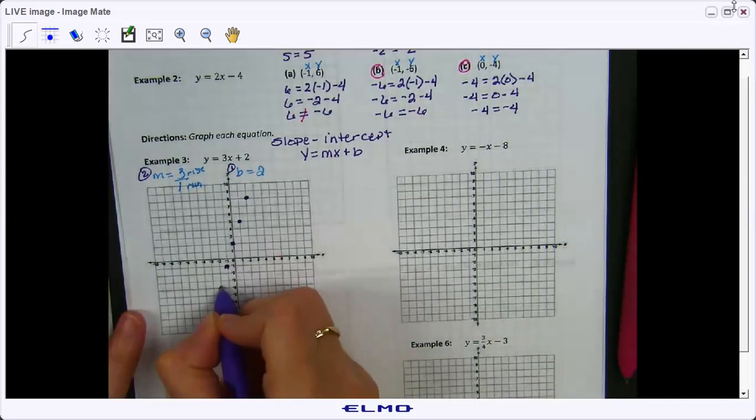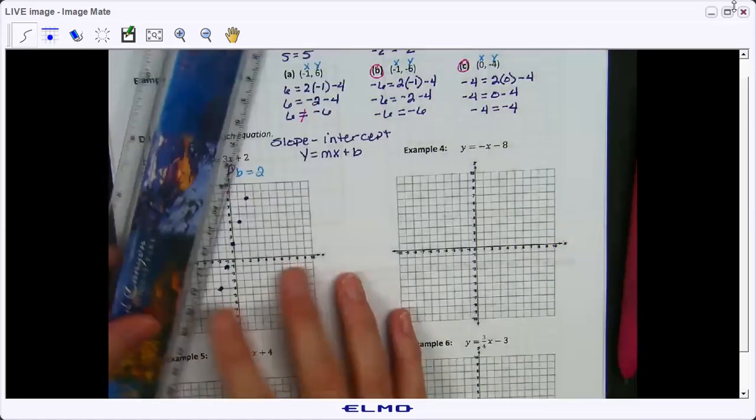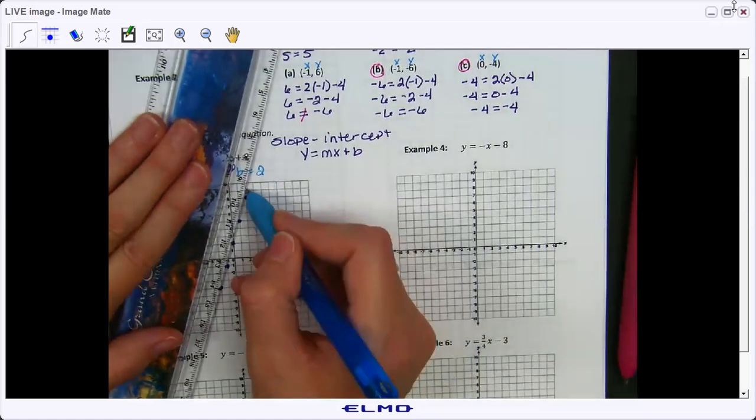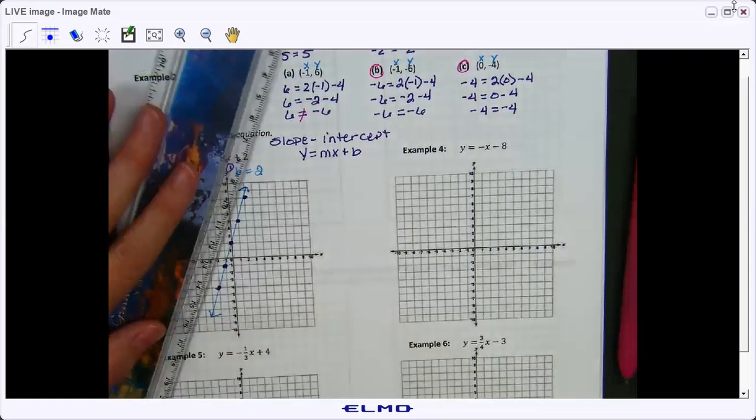How many points do you need to graph a straight line? 2. You just need 2. Now, I prefer more than 2. It gives me a more accurate straight line, but I know students typically do not do that, and that's okay. All you need are 2 points.